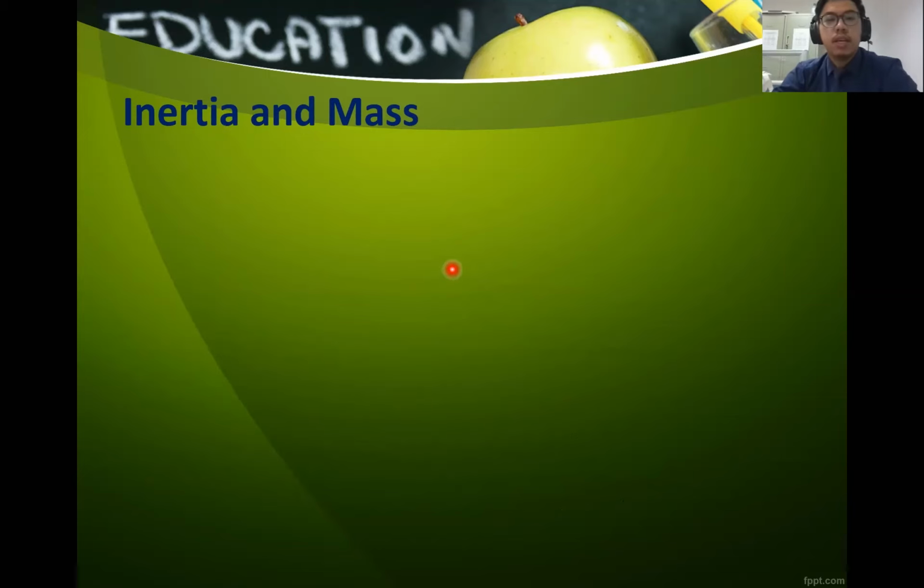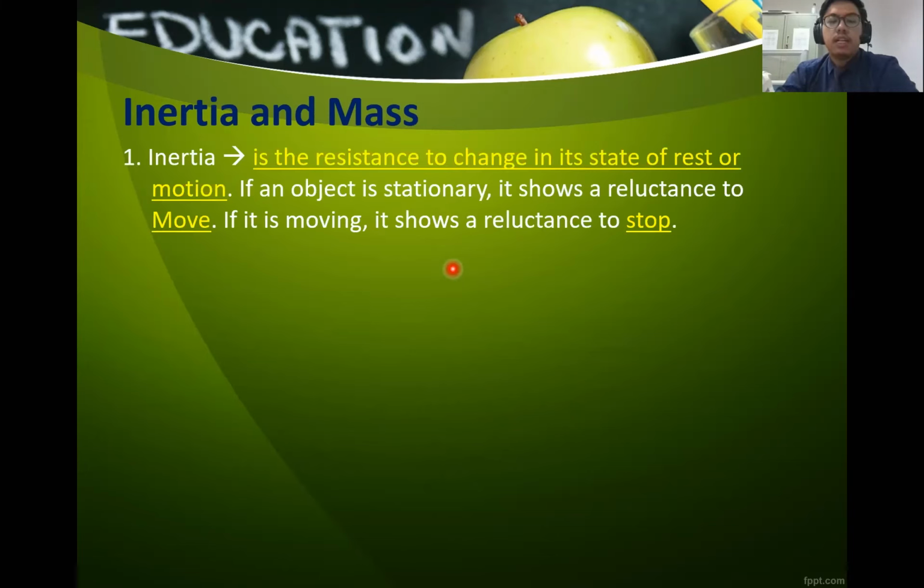Now let's talk about inertia and also mass. So inertia is something that is related to mass. So let's look at what it is. Inertia is the resistance to change in its state of rest or motion. So in other words, if an object is stationary, it shows a reluctance to move. If it is moving, it shows a reluctance to stop. So inertia is all about how hard it is to change the motion of an object.